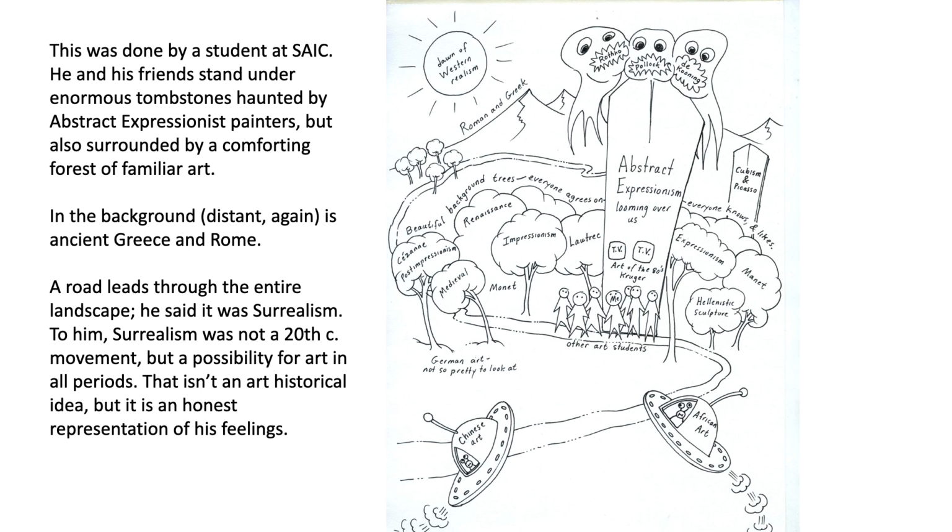And I asked this guy what it was, and he said that's Surrealism. So that's an interesting thing because Surrealism in art history is a 20th century movement. But to this guy, Surrealism is a kind of possibility for art that exists in all periods. And that's an honest representation of the way he felt. There's Surrealism in all different periods. And also it corresponds with a way of thinking about Surrealism that has been in existence since Surrealism.